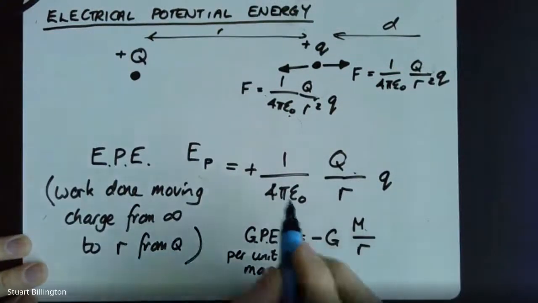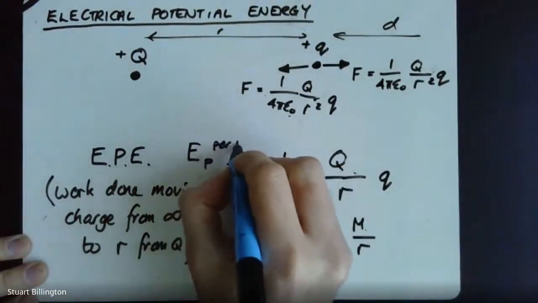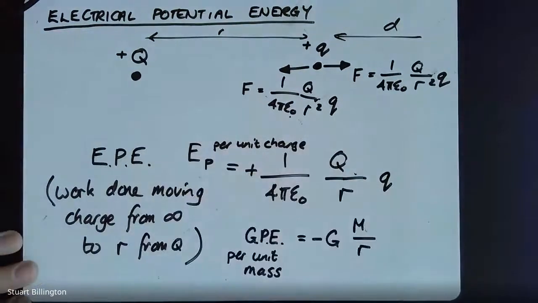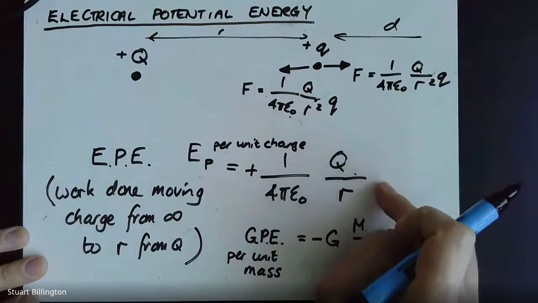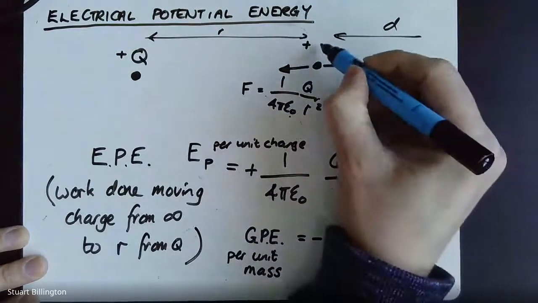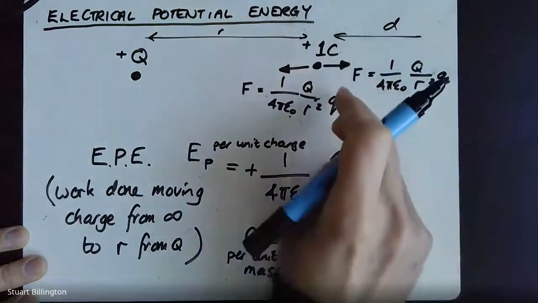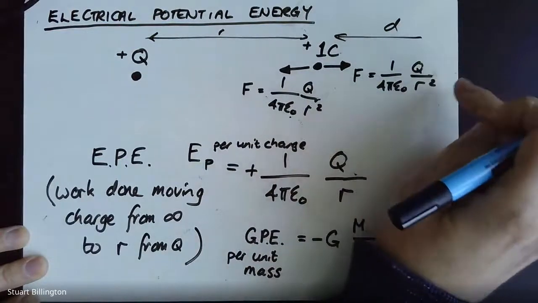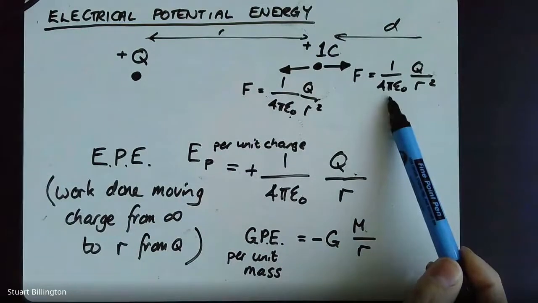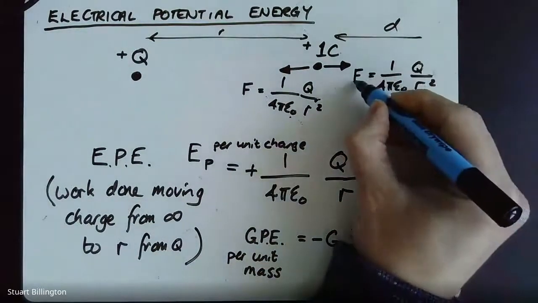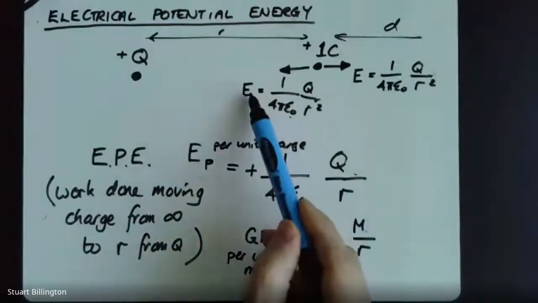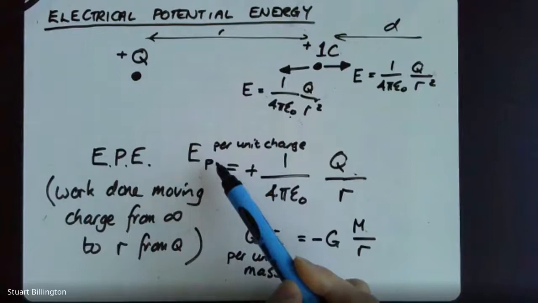And likewise, this per unit charge is obtained by just setting q equal to 1. So rather than having any old charge coming in, we'll have 1 coulomb of charge instead. And that way, we're going to be dealing with effectively the electric field, because that's the force per unit charge. And now you can see why we really do need the subscript P.